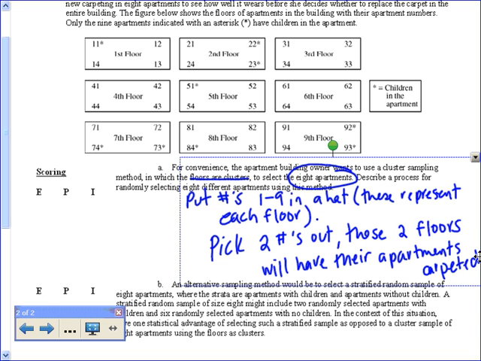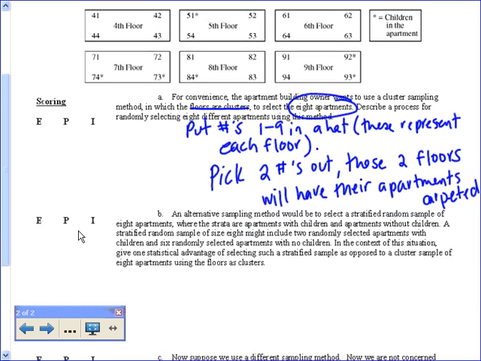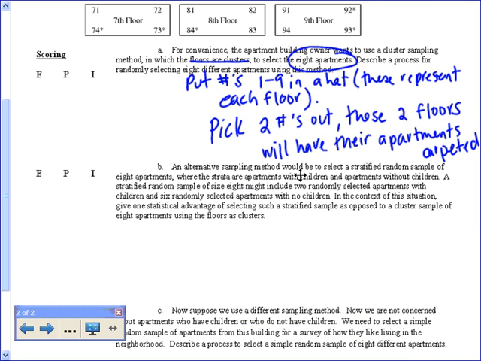Part B says an alternative sampling method would be to select a stratified sample. Stratified means some from all, where strata are apartments with and without kids. So we would group them into apartments with kids and apartments without. We still want a sample size of 8. They might include 2 with kids and 6 without. In the context of the situation, give one statistical advantage. Why would we want a stratified sample? And make sure, again, we always use context.